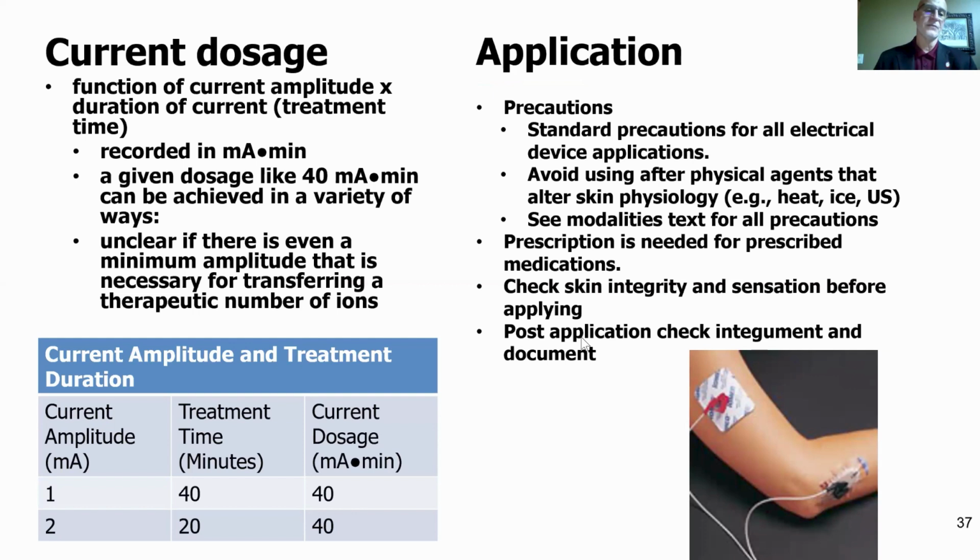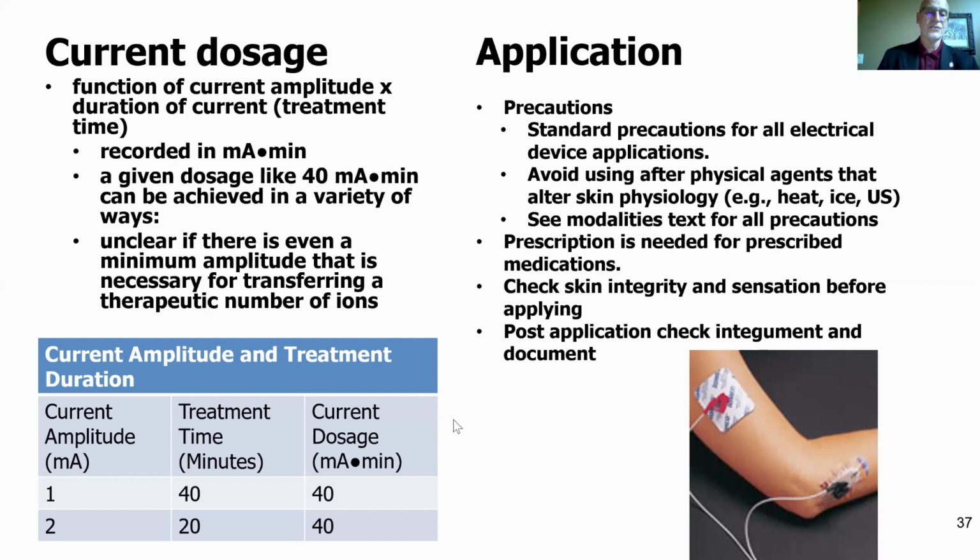So dosage, I wouldn't sit there and try to memorize dosages or anything like that. That's not important, but it is recorded in milliamp minutes. I don't know if they would ask you that, but that's typically the way it's recorded. And that's just how many milliamps per minute occur over a period of time. So 40 milliamp minutes is the typical dosage most people start out with.